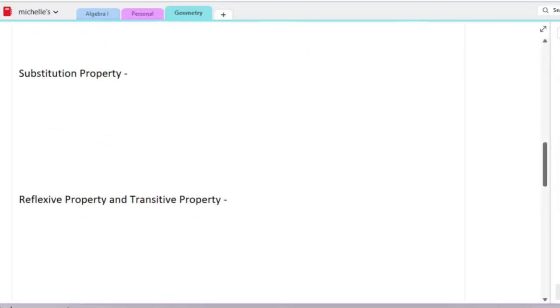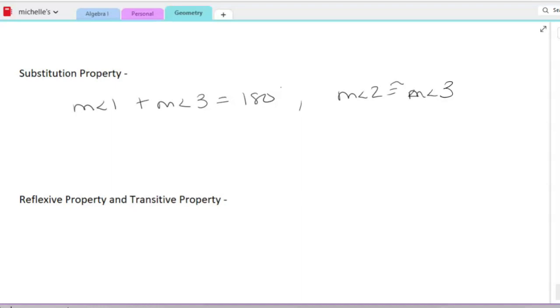The substitution property we haven't really seen yet, but you can probably figure out how this is going to go because your algebra is so good. For example, if we have something like the measure of angle 1 plus the measure of angle 3 equals 180 degrees, and we know that the measure of angle 2 is congruent to the measure of angle 3, then we can apply the substitution property.